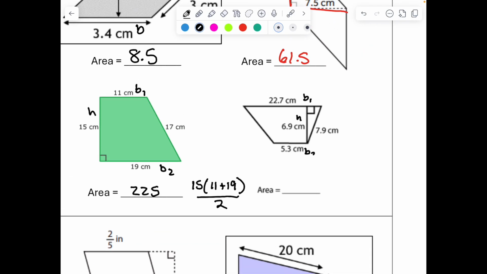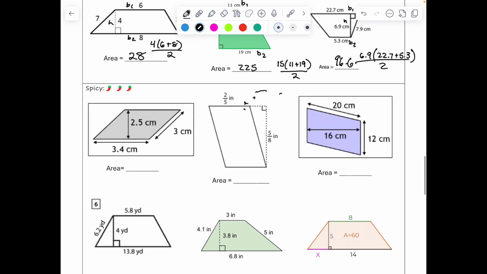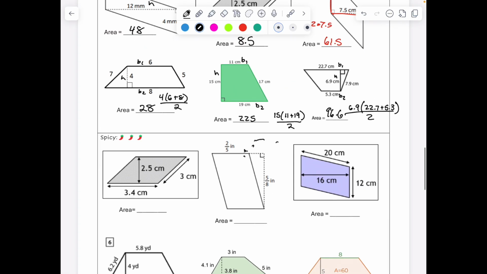And last trapezoid here, here's our height, base 1, base 2. Again, it doesn't matter which base you make, base 1 or base 2. 6.9 times 22.7 plus 5.3. It doesn't matter which one is which because you're just adding them together. Times 6.9. Dividing by 2, we're going to get 96.6.